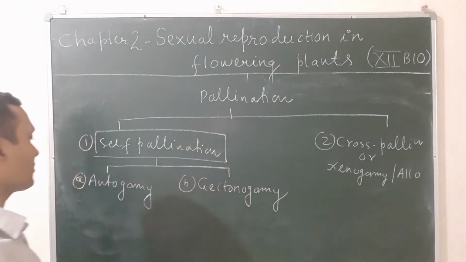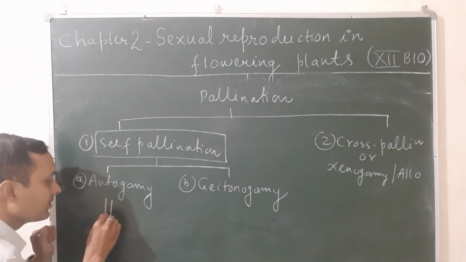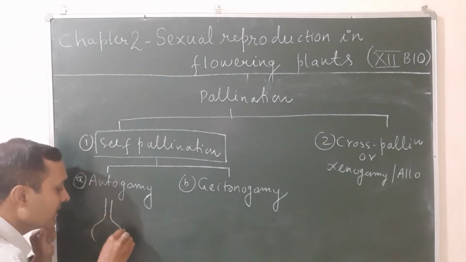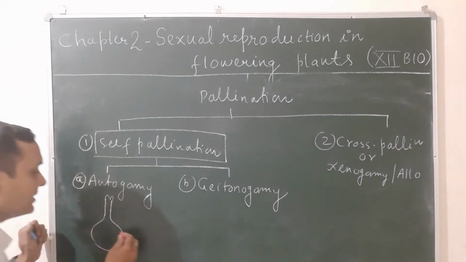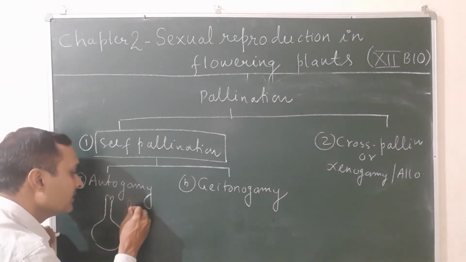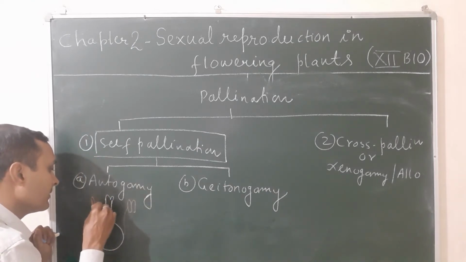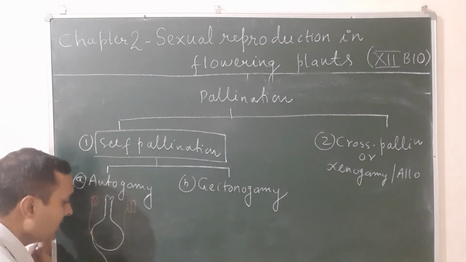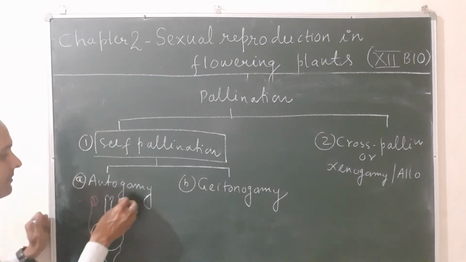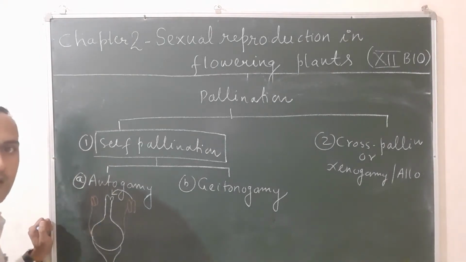Okay, what is autogamy? Suppose that this is the carpel. You all know already the structure of a flower. This is the carpel, and this is the anther. Anther contains the pollen grain. So when the pollen grain is transferred from the anther to the stigma of the same flower, it is called autogamy, and it occurs on the same plant.